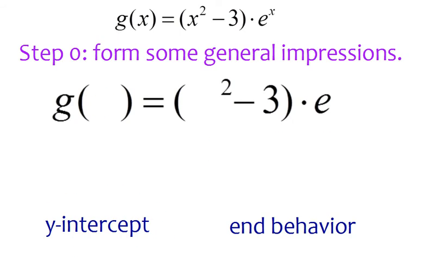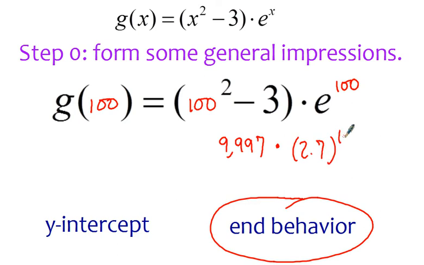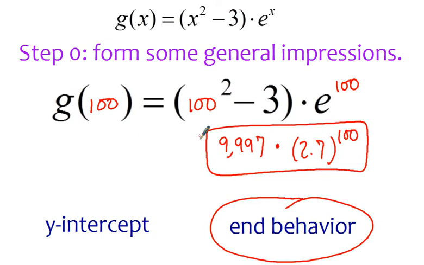Also a good idea to think about what the end behavior of a function is. So I'm going to pick a large number, whether it's 100 or 100 million, and maybe we can get an idea what the function does when the input is big and grows bigger. So 100 squared is a big number, 10,000. Take away 3, we're still at a big number. And then we're multiplying by e, which is close to 2.7. This is just an awfully large number. So we're multiplying two big numbers together. The answer is really, really big.